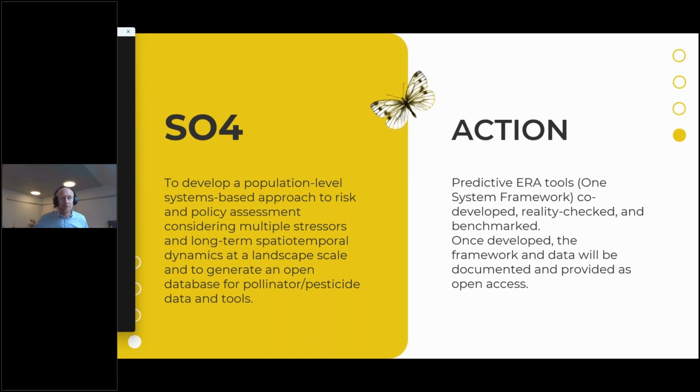We'll do this providing predictive ERA tools, I'll describe what we're calling the One System Framework, and this will be co-developed and reality checked and also benchmarked, to ensure that what we are developing helps to improve our understanding of the system and the risks that are posed by pesticides. Once developed, the framework and data will be documented, appraised, open access. So again, there's a strong emphasis here on open science.